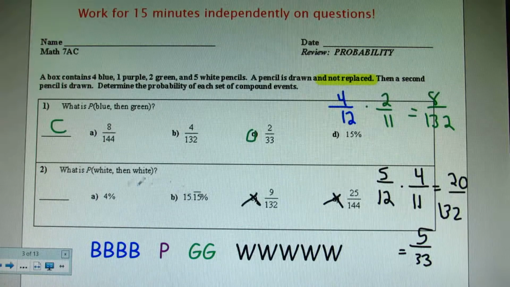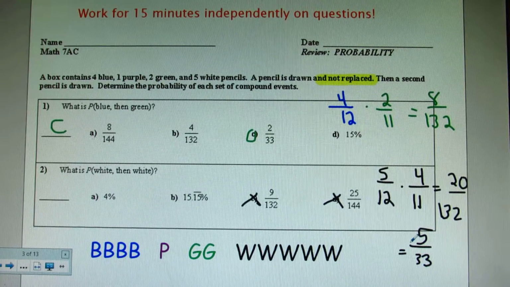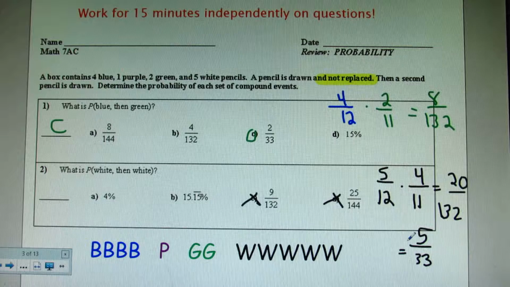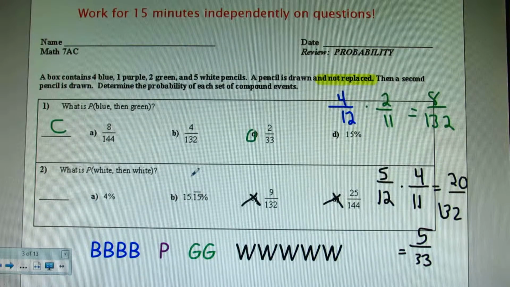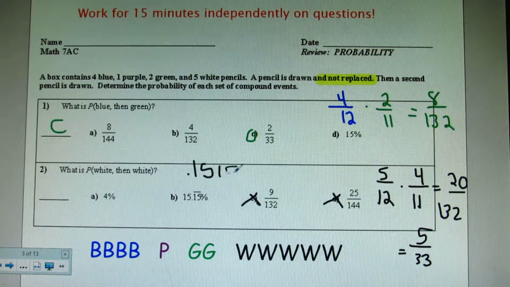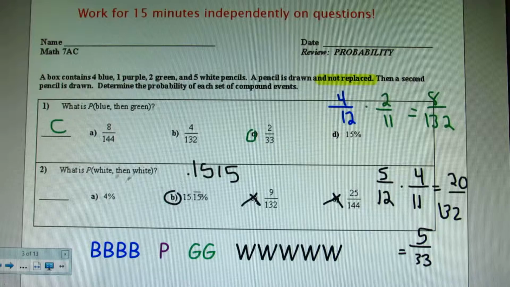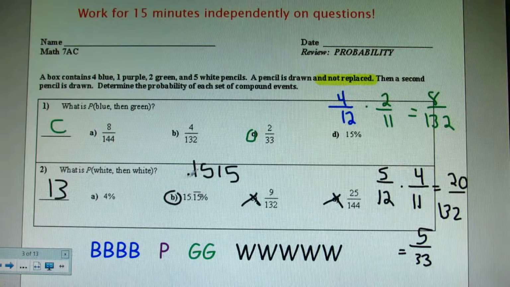So it has to be one of these percents. How do I change this fraction to a percent? I take 5 and divide by 33, and I get this decimal, 0.1515. What percent is that? Well, it's pretty obvious. It's going to be choice B, because I moved my decimal point over 2 spots, and that's where that decimal is. So your answer is choice B.